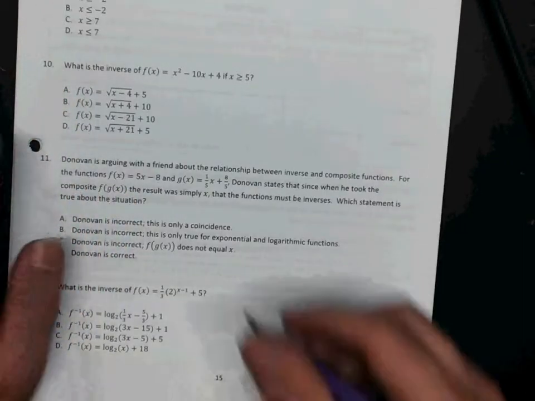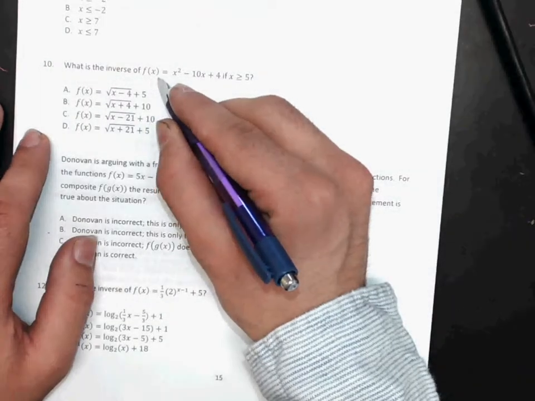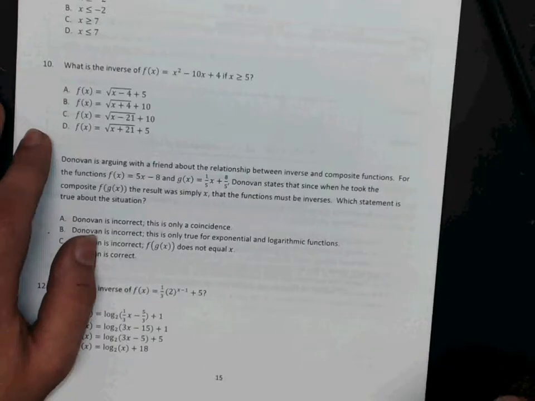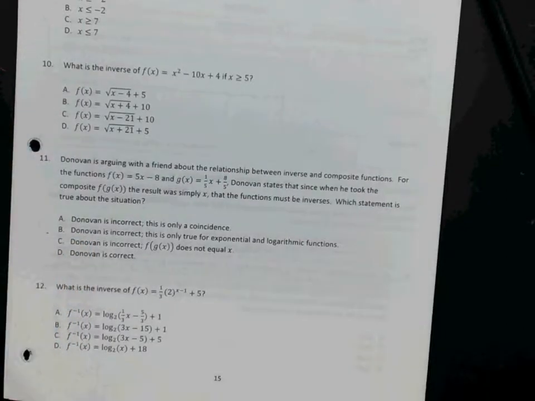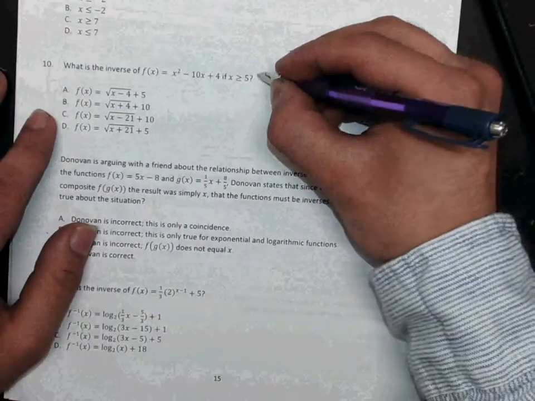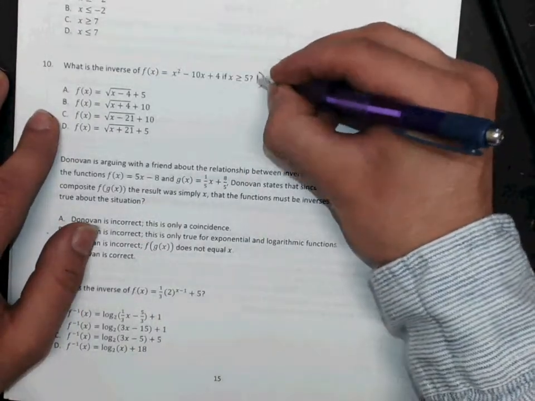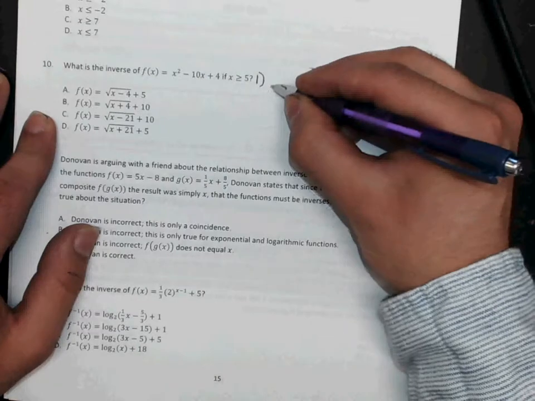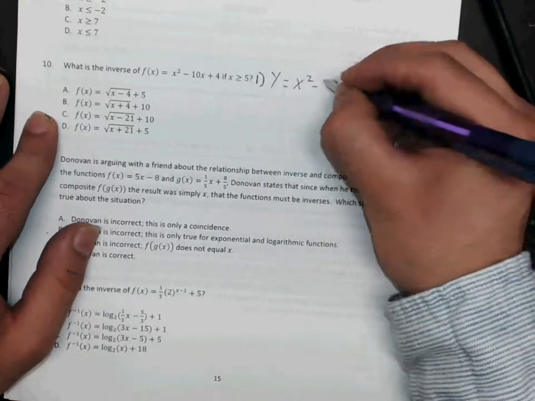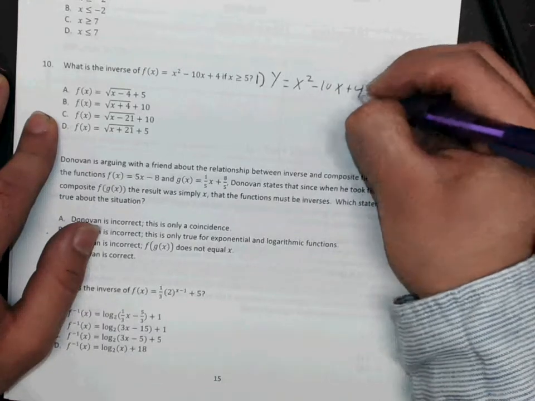So we need to find the inverse of f of x when f of x is equal to x squared minus 10x plus 4 when x is greater than or equal to 5. So what we need to do, step 1 of an inverse, is to replace the f of x with a y. So we can say y is equal to x squared minus 10x plus 4.